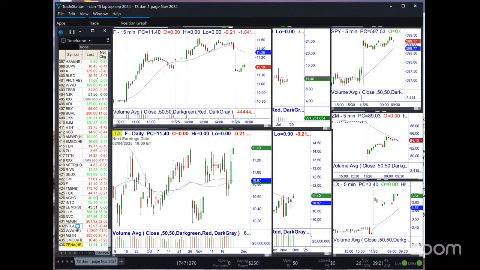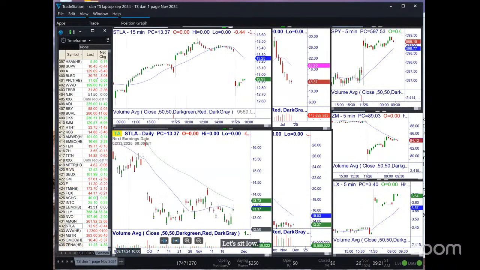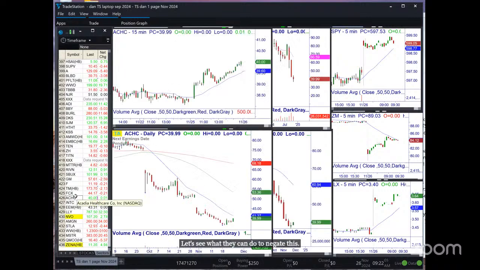This Tesla, also, it's a bottoming pattern. I have an alarm at 1320, I think. Let's see what they can do to negate this. These couple here I wrote down from Hugo. This is a bottoming pattern.